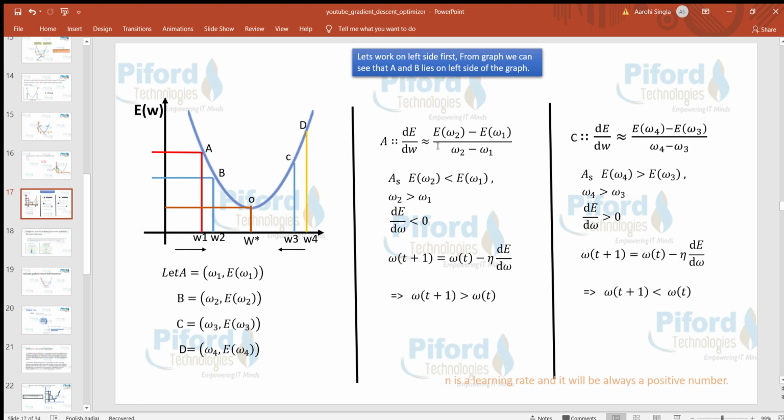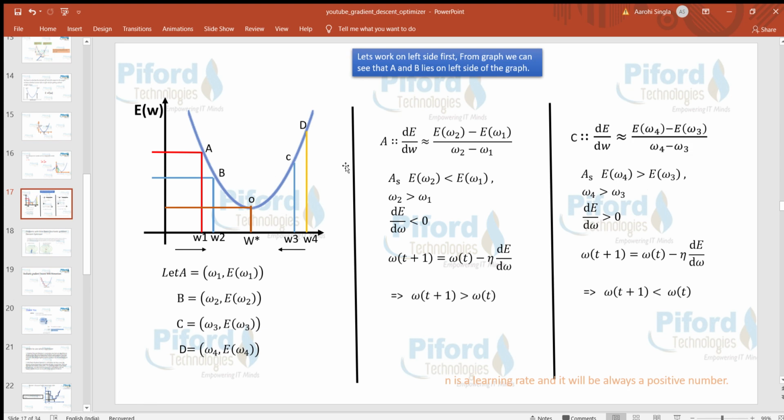If we find error at W2 minus error at W1 divided by weight 2 minus weight 1, I'll get the approximate value of the derivative dE by dW, right? If you find the error value at W2, subtract the error at W1 from it, and divide by weight 2 minus weight 1, we'll get the approximate value of the derivative of error with respect to the weight.